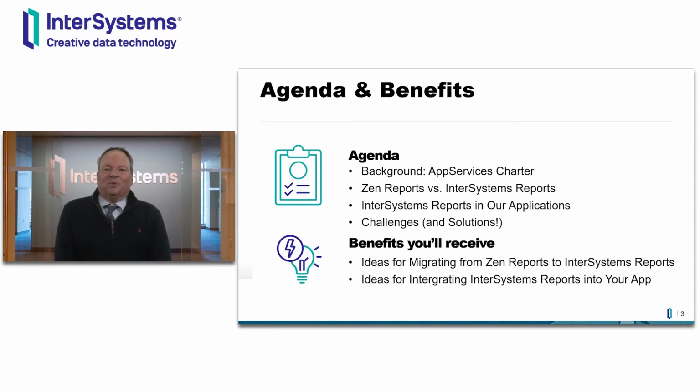Here's the plan for today's presentation. After a little background about the AppServices team and how we work, I'll highlight some of what's the same and what's different between the Zen Reports package and the InterSystems Reports package. I'll then talk about how we use reports in our applications, using examples from one of our applications, CCR, our change control system. Making the transition from one reporting package to the other presented some challenges. I'll highlight those and show how our team addressed these challenges.